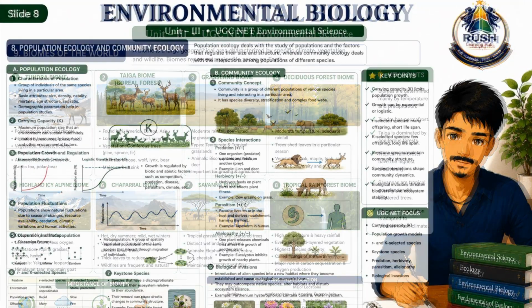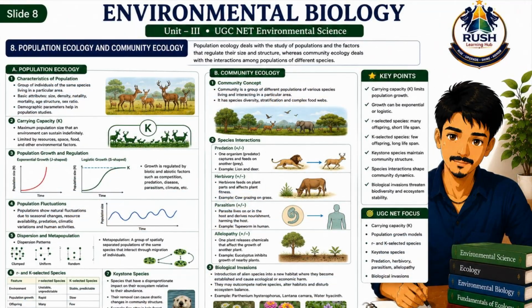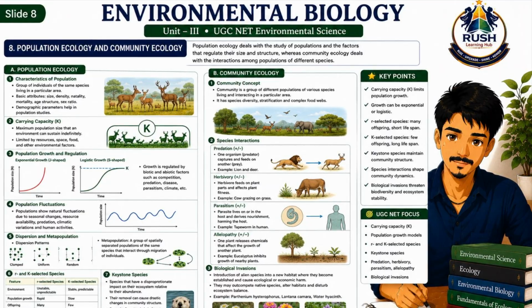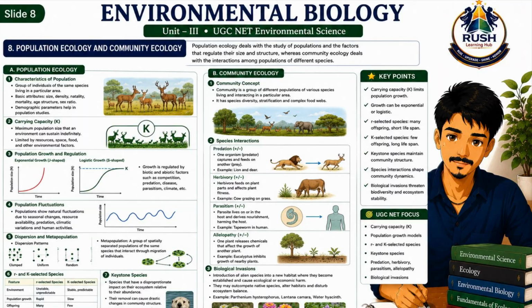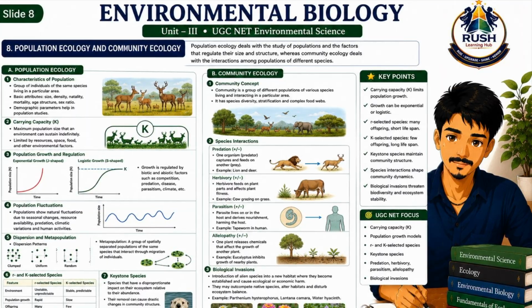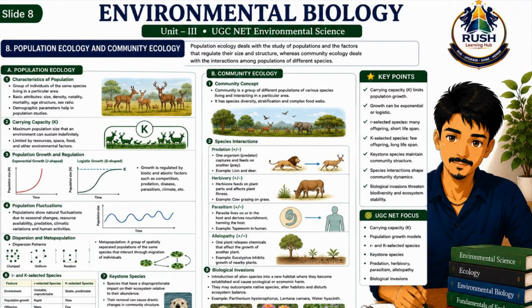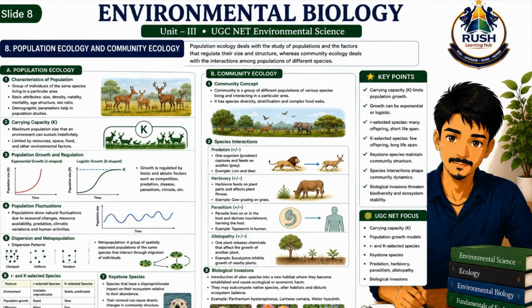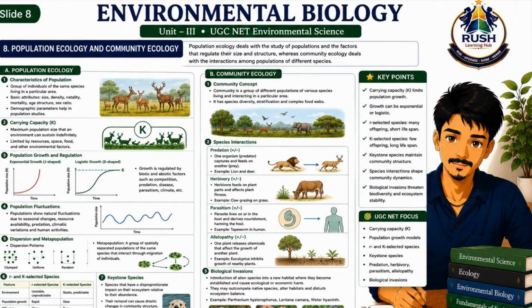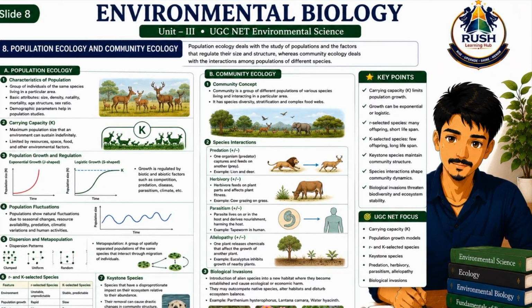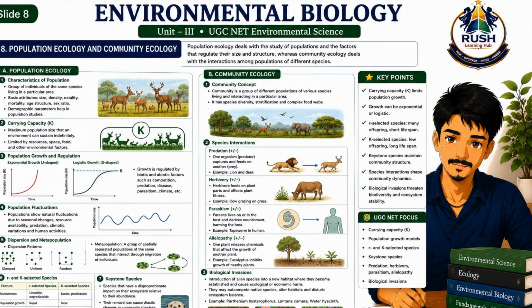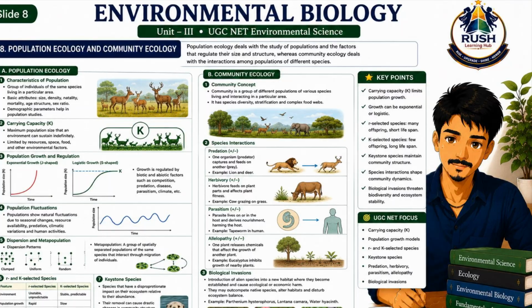Now, let us discuss population ecology and community ecology, two important branches of ecology that explain how populations and communities are organized and maintained in nature. Population ecology deals with the study of populations and the factors that influence their size, structure, distribution, and growth. A population is defined as a group of individuals belonging to the same species and occupying a particular geographical area.